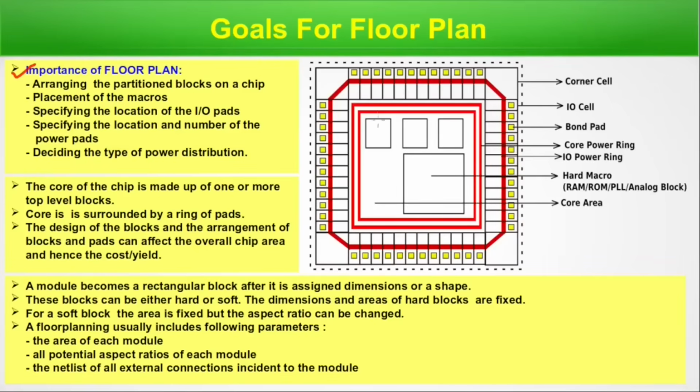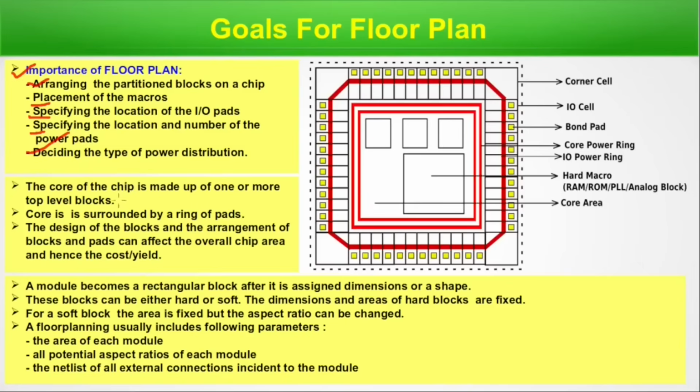Specifying the location of IO pads. Once this core area is done, there is space for IO pads, specifying the location and number of power pads. Depending on how the modules are spaced, power will be routed accordingly, so the power pads are also positioned, deciding the type of power distribution. These all are decided through floor plan. So floor planning is important.